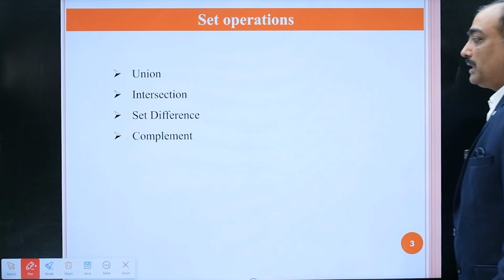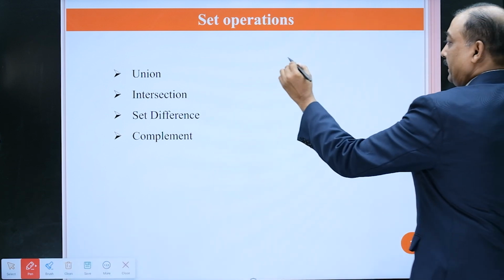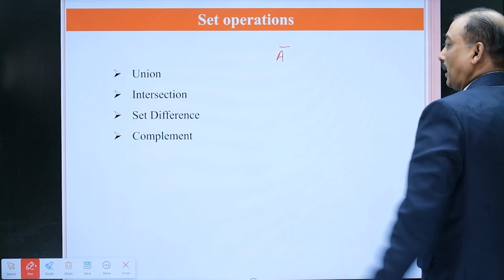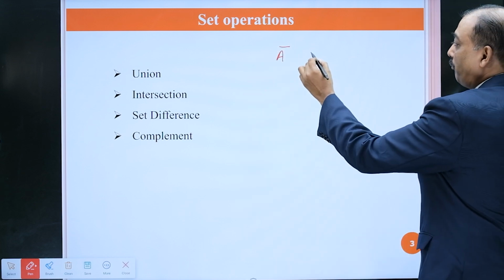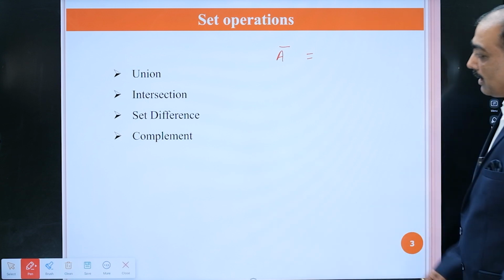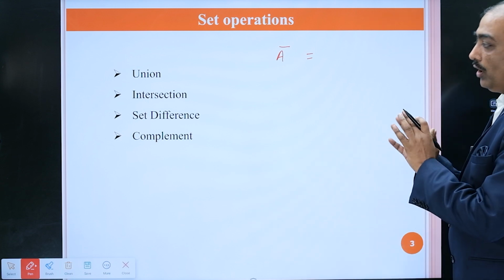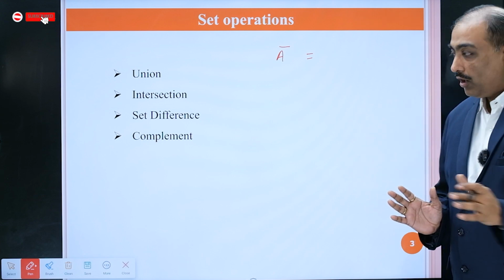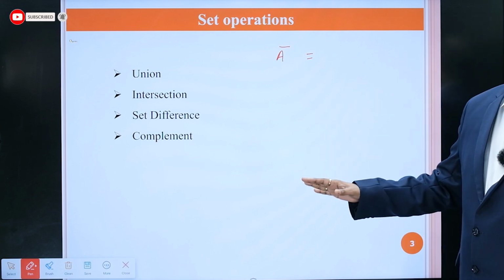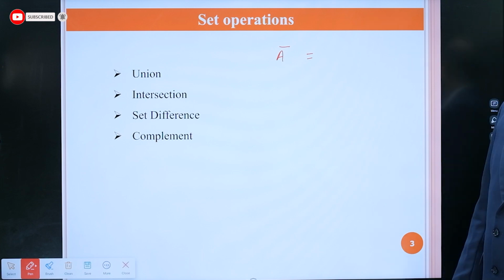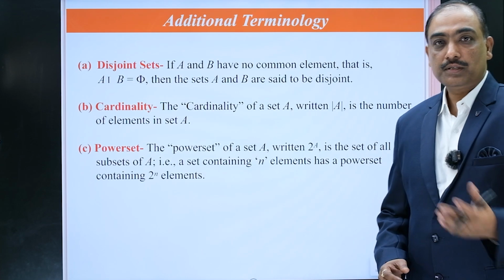Moving to the next operation, that is the complement of A. It is written as A bar. This consists of the elements which are not present in A. All elements present in A will not be there. Other than that, all elements will be there in A bar. So this is called the complement. Now we have discussed some of the operations on sets.